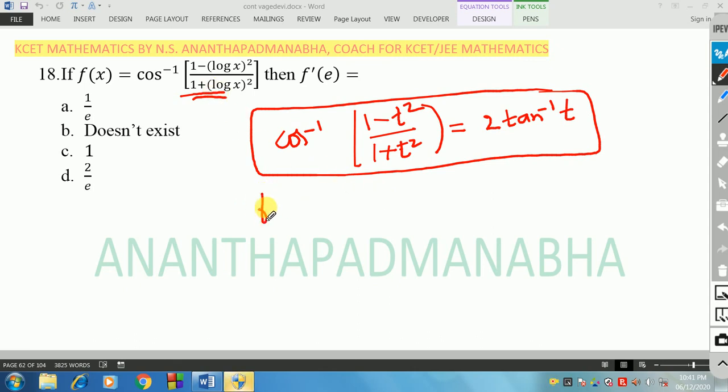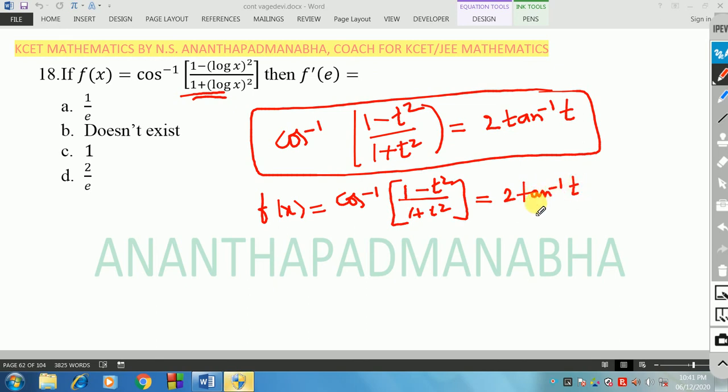So therefore f of x is equal to cos inverse of (1 minus t square) by (1 plus t square), that is, in place of t I have log x. That is why f of x is (1 minus log x whole square) by (1 plus log x whole square). So this is equal to 2 tan inverse of t actually. So f of x becomes 2 tan inverse of log x. Now it is easy for us to differentiate.